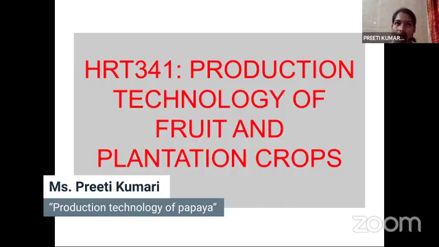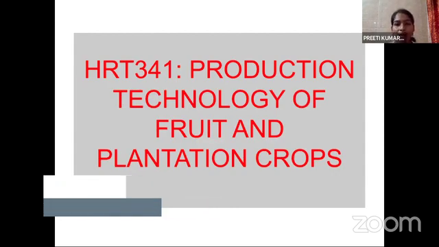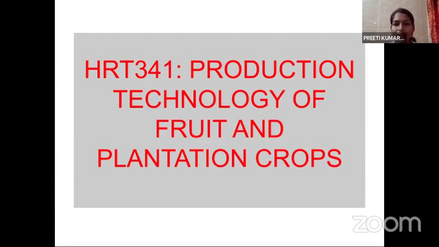As we know, papaya is a fruit, and we all love to consume fruit as it gives us some nutritional benefits and vitamins, which are necessary for our body. So we must know how to cultivate it, what diseases occur, what nutrients papaya itself contains, and what climate it requires. These are all the things I will be discussing in this presentation.